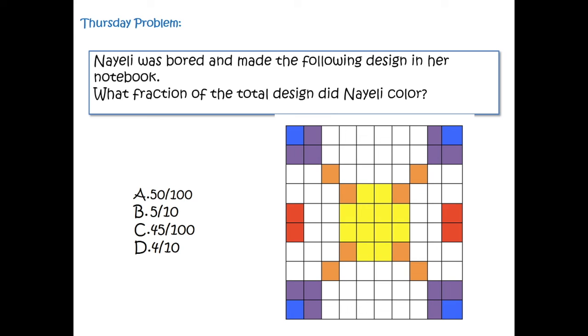Thursday's problem. Nayeli was bored and made the following design in her notebook. What fraction of the total design did Nayeli color? And we know Nayeli will probably never do this in class because she's such a hard worker. Okay, this was the cool little design that I noticed on her notebook.